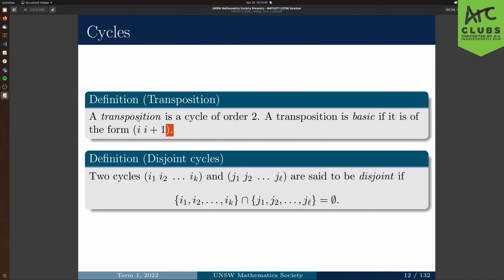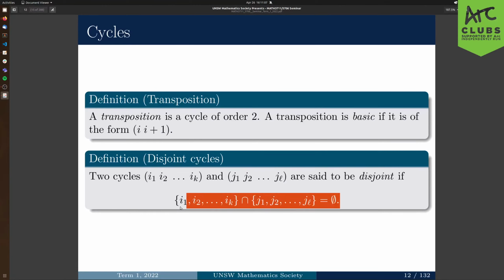Special kinds of cycles: you can have a transposition if it basically just deals with two elements, i.e. it's basically just transposing them, i.e. swapping them. If you're swapping adjacent things, so if you're swapping i and i plus 1, it's a basic transposition. And in the same way that we've got this idea of disjoint sets, we have disjoint cycles, and they work exactly the way that you would have seen.